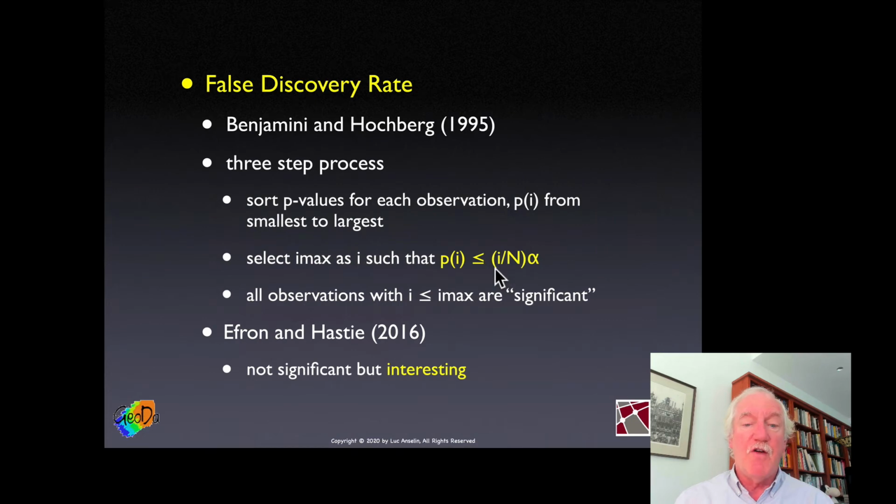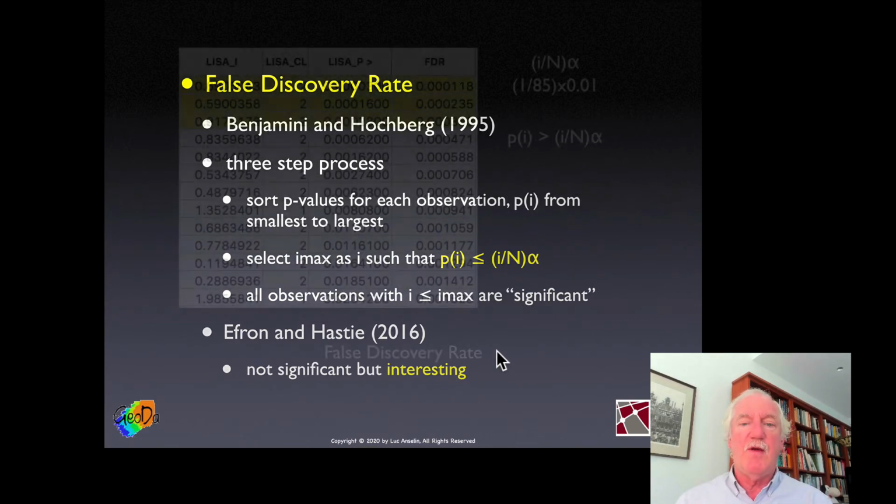What the false discovery rate does, it sorts all the p-values and then creates an additional column, if you wish, of 1 over n times alpha, 2 over n times alpha, 3 over n times alpha. And as long as the p-value that we get is less than this expression, we call it significant. Now, again, this notion of significance has to be taken with a grain of salt, and that's why Efron and Hastie call it interesting, not significant.